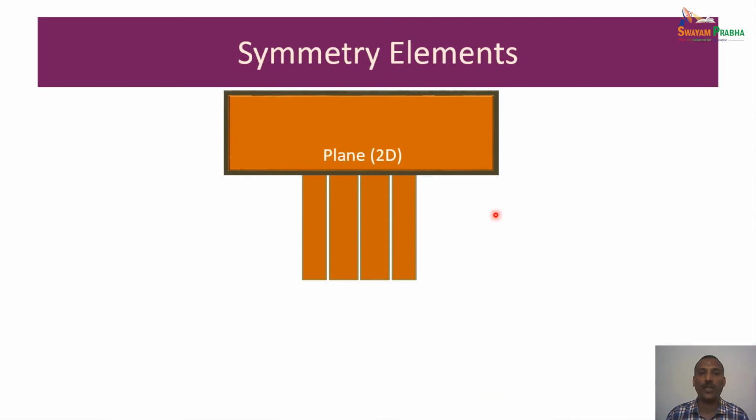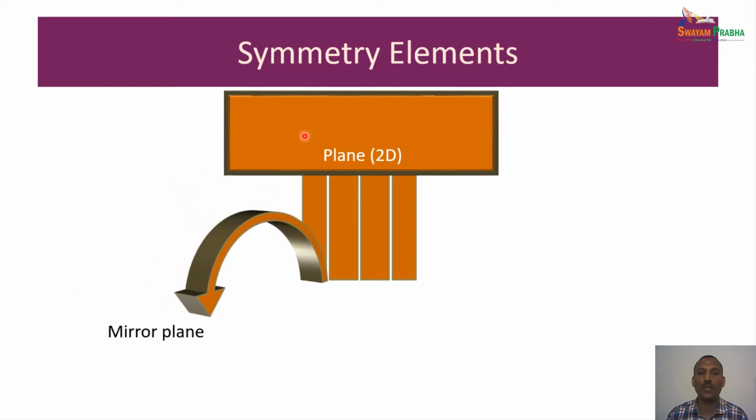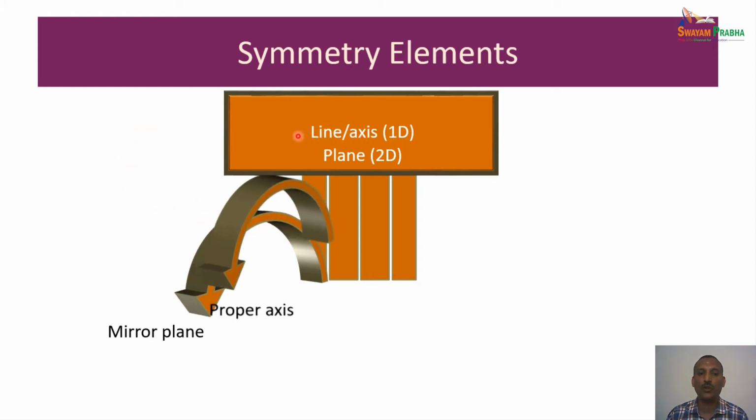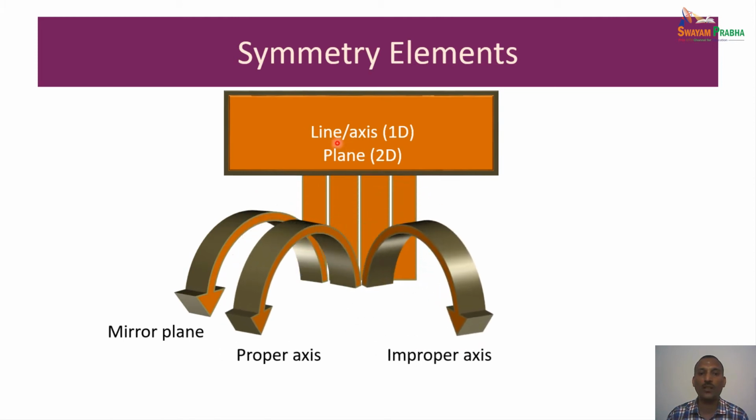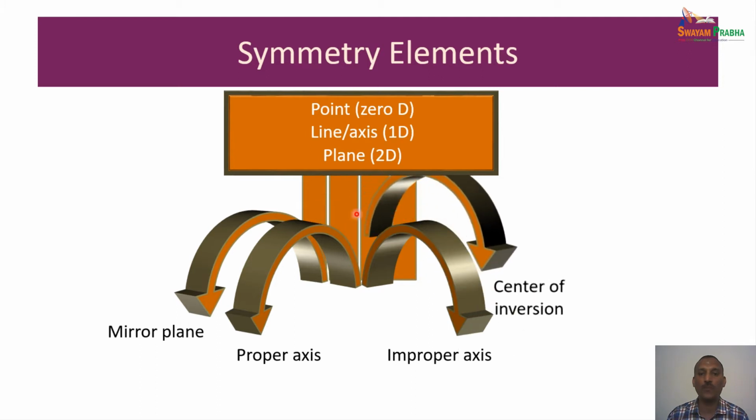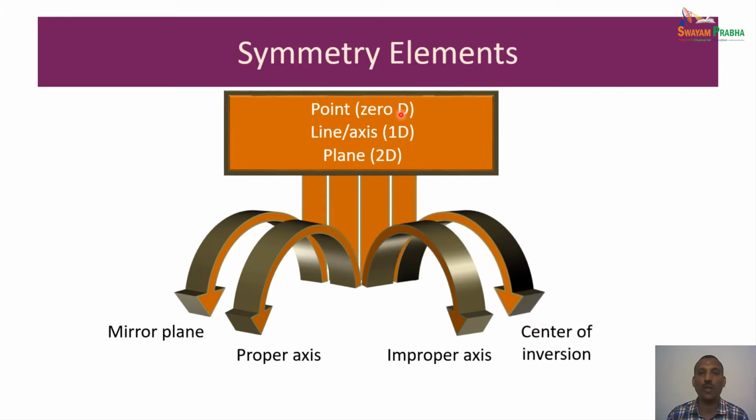And we can say there are different levels or dimensions of symmetry. So a plane is basically a two-dimensional element. When there is a mirror plane, we say it has a 2D symmetry, and a line or axis is basically a one-dimensional one. So the proper axis and the improper axis are the one-dimensional symmetry elements that can be present in a molecule. And if it is a point, that is, a center of inversion is present, that is zero dimension. Then we have all three dimensions, 2D, 1D and zero dimensions, which are represented by the various symmetry elements.